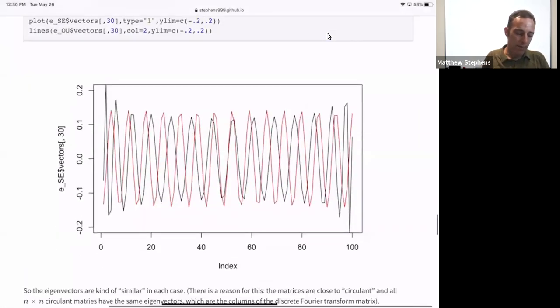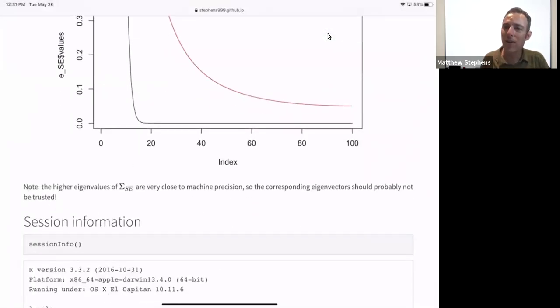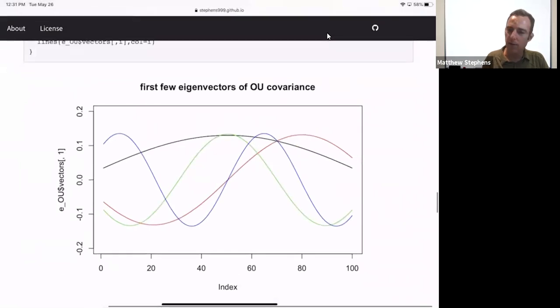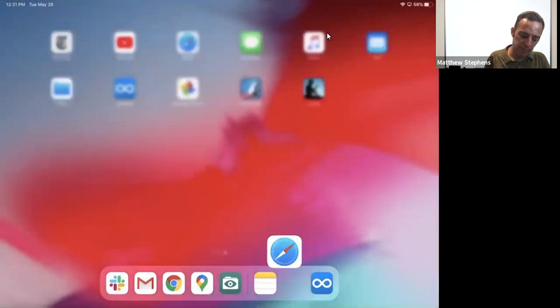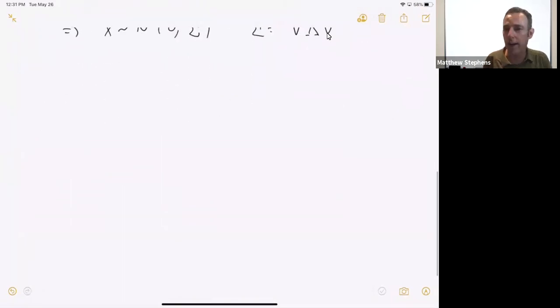Okay, and actually, yes. Okay, so why are the eigenvectors of these two processes that are pretty different so similar? And why do they look so regular? If you look at them, they look very regular. And the answer to that is to do with circulant matrices. So in order to tell you about circulant matrices, and I should say this is maybe an optional topic for you, but I think it's kind of interesting to understand why it happens.